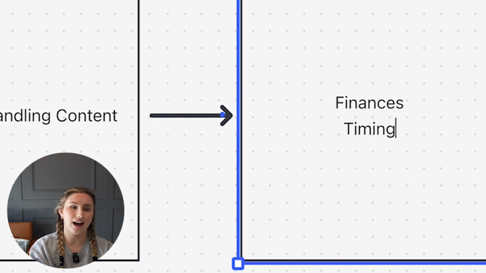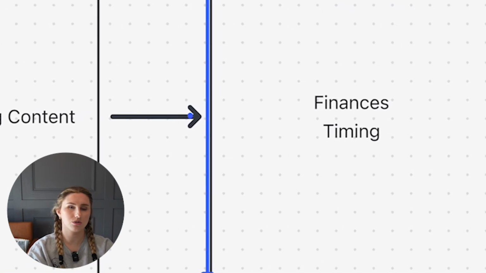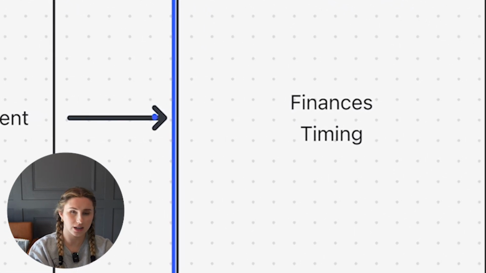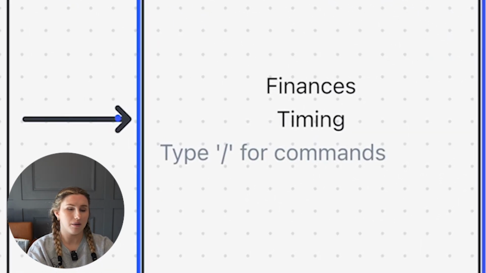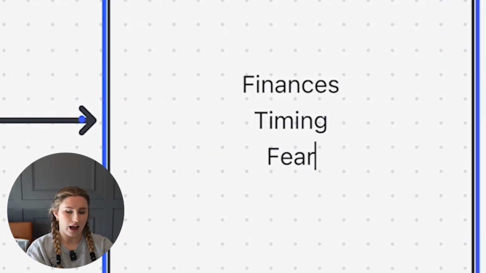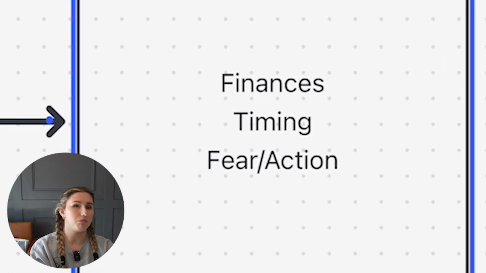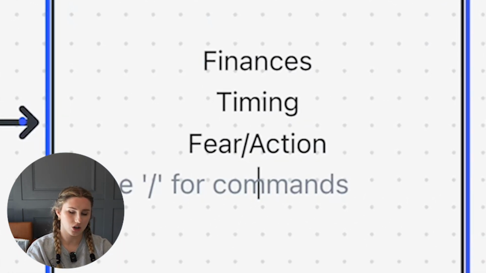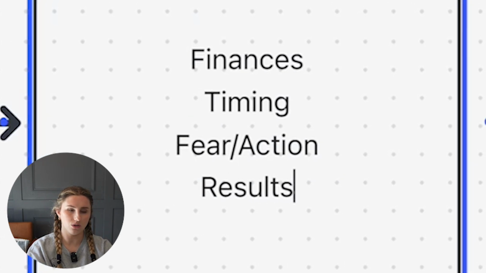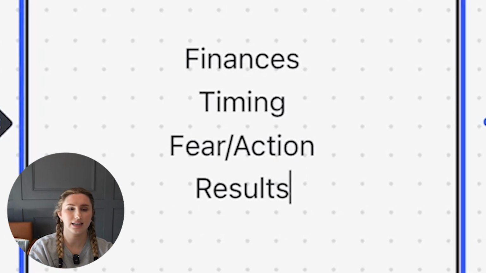The other thing is timing. People are always going to wonder, is this the right time? Should I wait? Should I get it now? Should I get it later? Another thing is fear of action taking. So maybe they've been burned in the past by a coach. Another common one is what are the results going to look like? What are the results that I can expect? All of these things are going to be handled through your content.